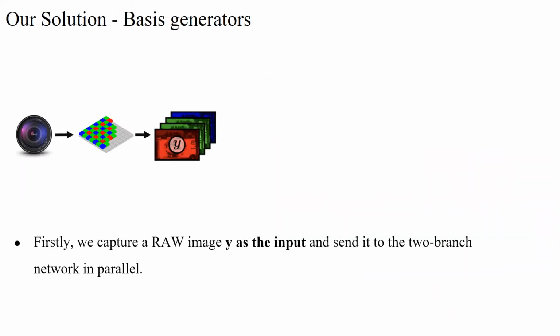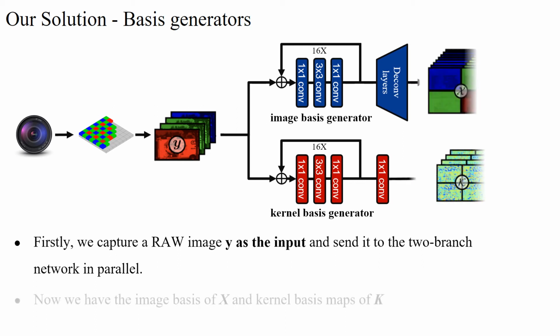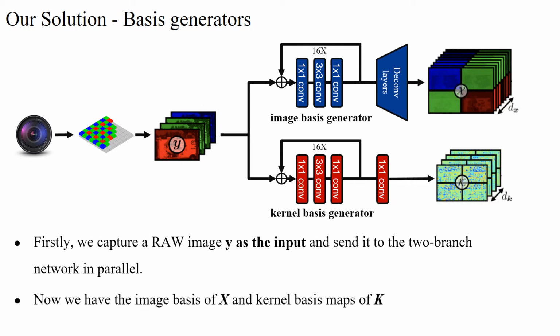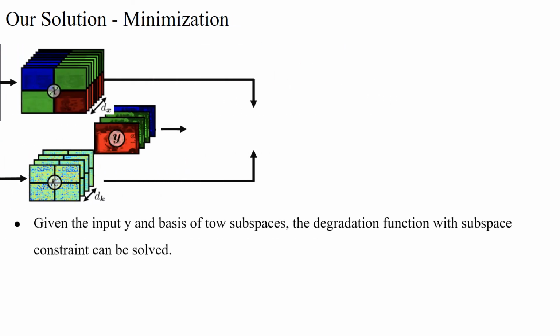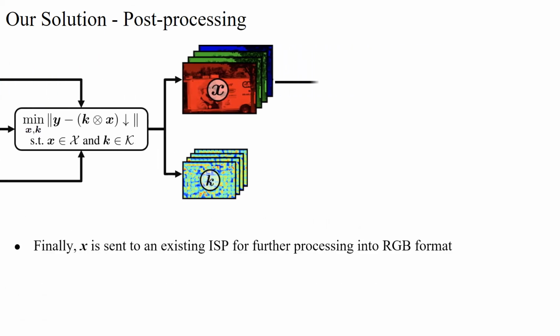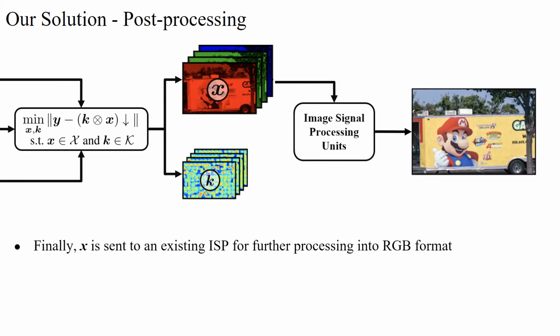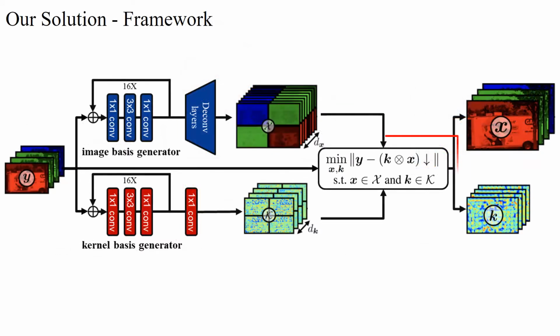Next is our framework. Firstly, we capture a raw image Y as the input and send it to the two-branch network in parallel. Now we have the image basis of X and kernel basis maps of K. Given the input Y and basis of the two subspaces, the X and the K are jointly estimated by minimizing the degradation function. Finally, X is sent to an existing ISP for further processing into RGB format. The above is the framework of our algorithm, while the specific steps for minimization of the equation can be found in our paper.